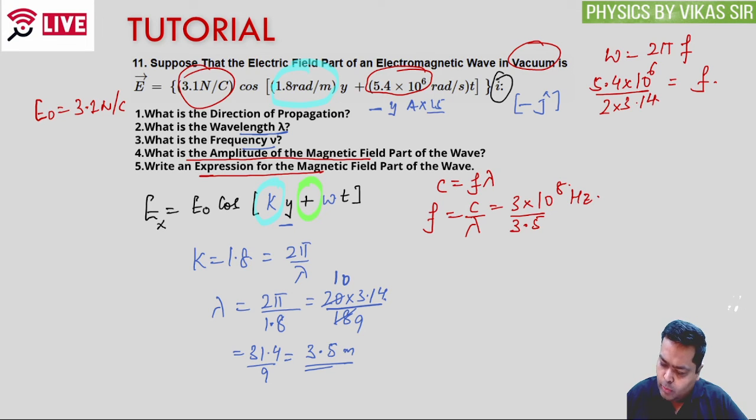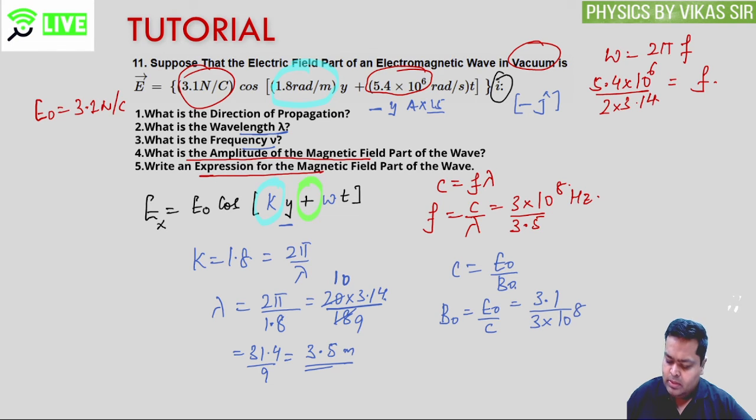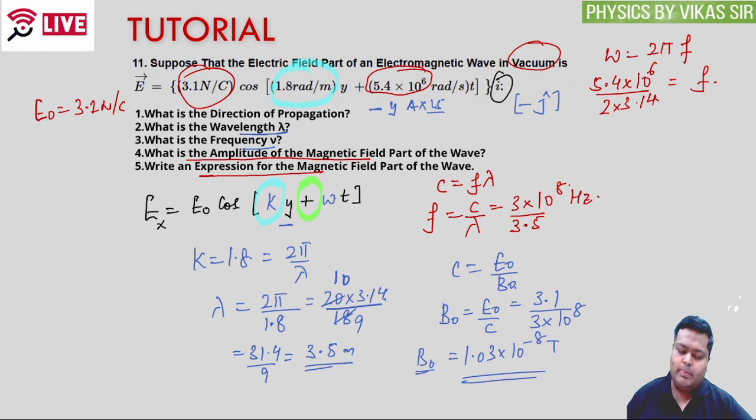Right. So if I continue the session from here, I have the value for the amplitude of the magnetic field. I can use that C is equal to E naught upon B naught. So I can find out a value for the B naught from here. So the value for the B naught is equal to E naught by C. E naught is 3.1, divided by C, that is 3 into 10 power 8. So that works around 1.03 into 10 power minus 8 Tesla. That's the value for the amplitude of the magnetic field.